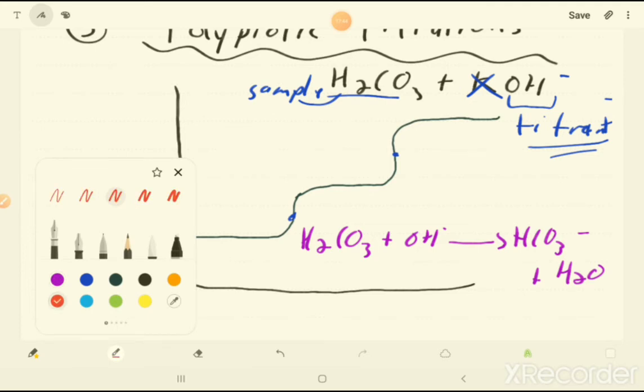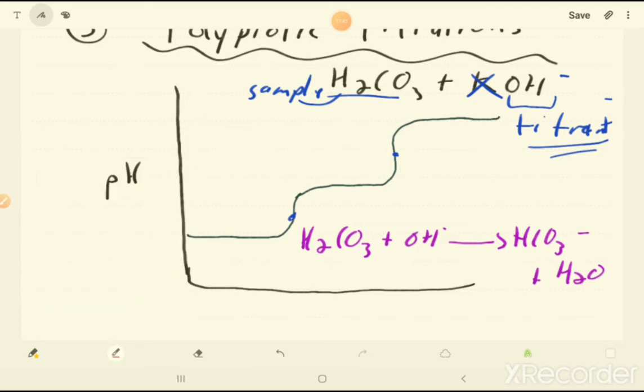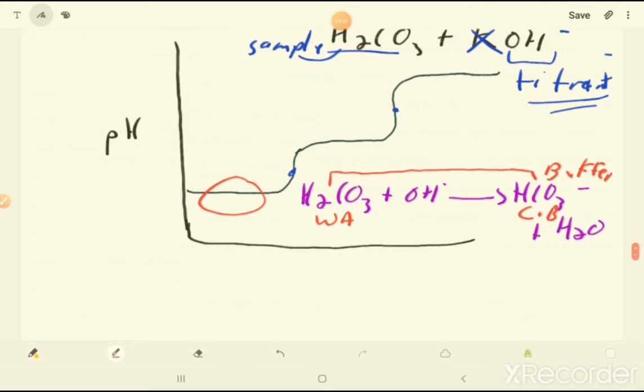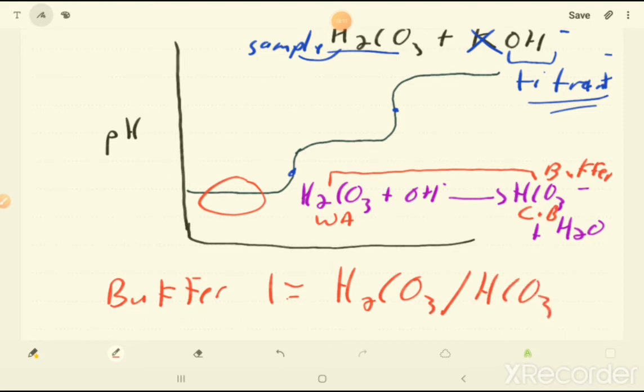Now, the first buffer system is relatively easy to spot. You've got a weak acid here, and its conjugate base is over here. So here is the first buffer, which again causes that first flat curve. So we're going to go to the bottom here and write buffer region 1, and that's produced by the H2CO3 and HCO3 minus buffer system.